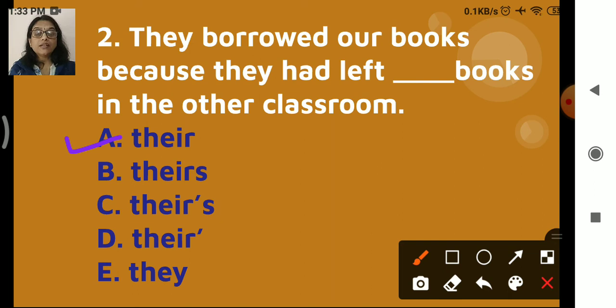Then why not the B option? Theirs. Remember the verb agreement we have done in the grammar class, right? Subject plus verb agreements. Singular subject will have singular verbs and plural subject will have plural verb. So here what will come? Dash books. Their, right? So we have their books. Followed?